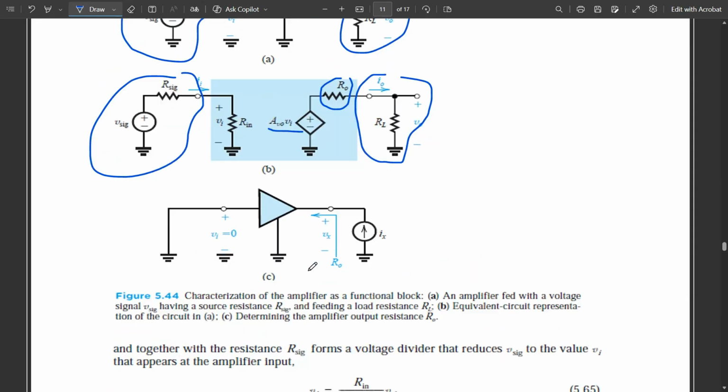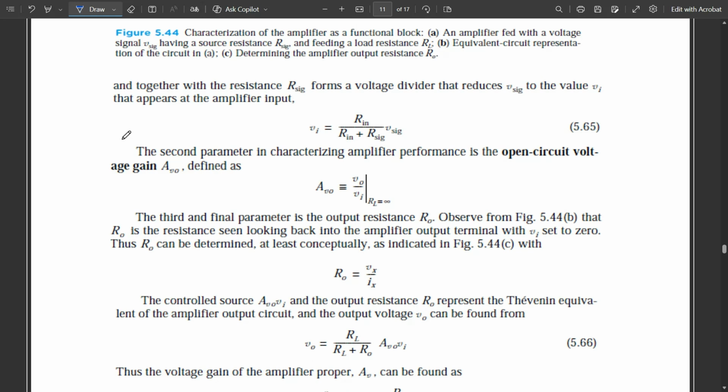This is not required. So, R in together with the resistance R signal forms a voltage divider that reduces V signal to the value of Vi that appears at the amplifier input. So that's why this Vi with respect to the voltage divider is given by the expression R in into V signal divided by R in plus R signal.